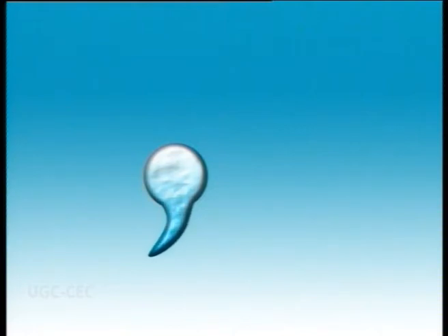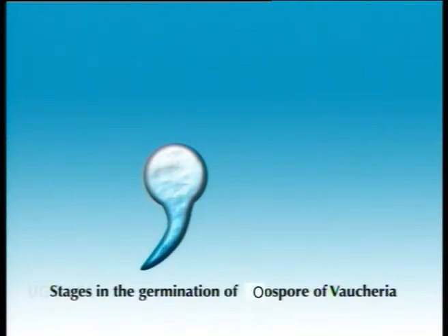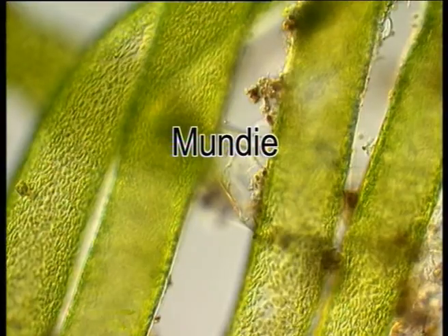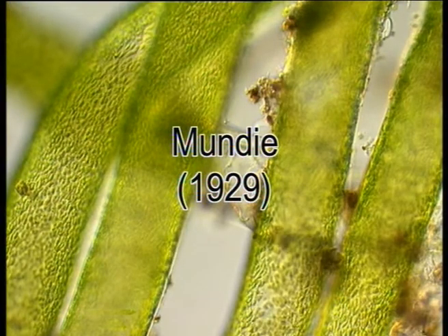After the dormant period, the oospore germinates directly into a new filament without the formation of meiospores. It is held that reduction occurs in the first nuclear division in the germinating oospore. In that case, the thallus is haploid. Now, according to Mundie, 1929, the Vaucheria thallus is diploid and meiosis occurs at the time of gamete formation.